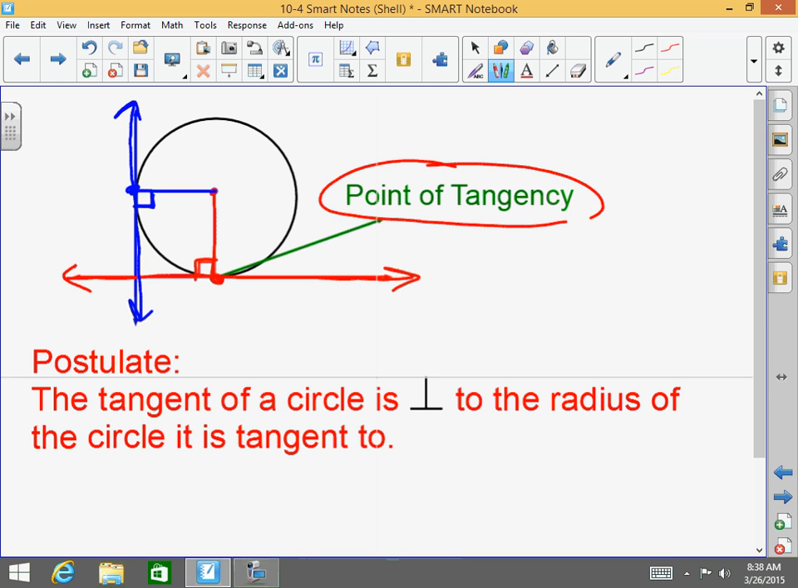Very good question. If you use this postulate in a proof, there's no name for it. I guess we could try to make one up, but you would just say a radius to the point of tangency creates a right angle. I guess you could call it the radius tangent theorem or postulate. Yeah, we could try to shorten it up. The radius tangent postulate, that works for me. As long as you understand what it means. All right. So let us continue here.